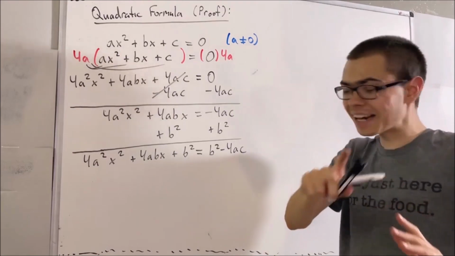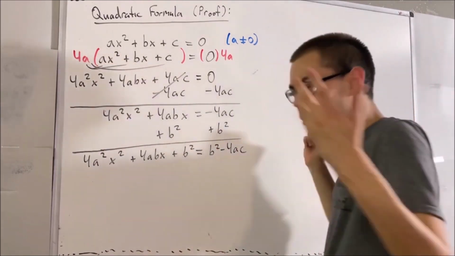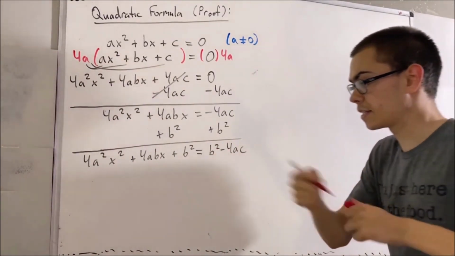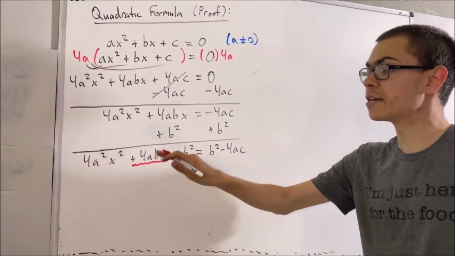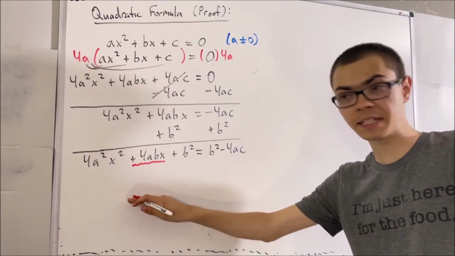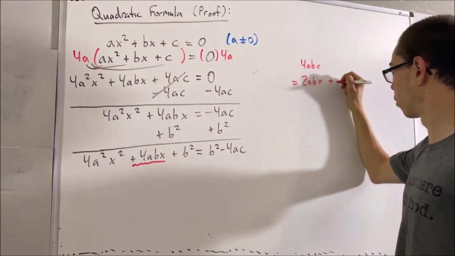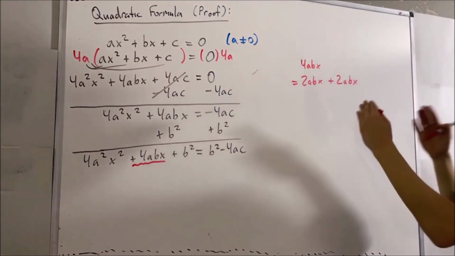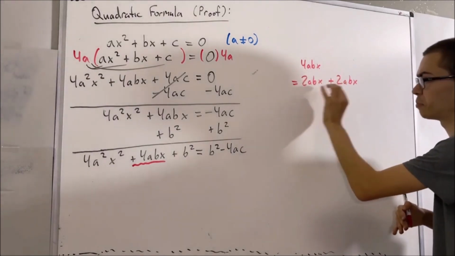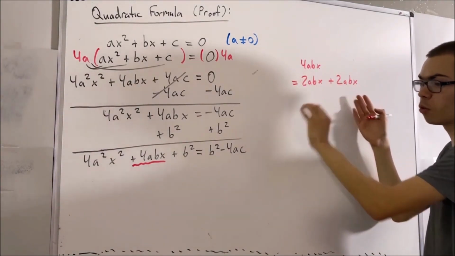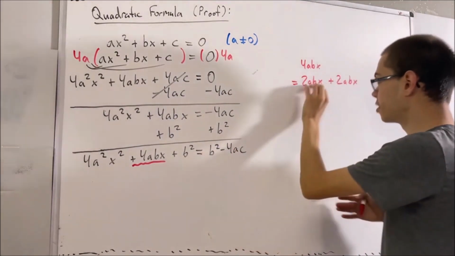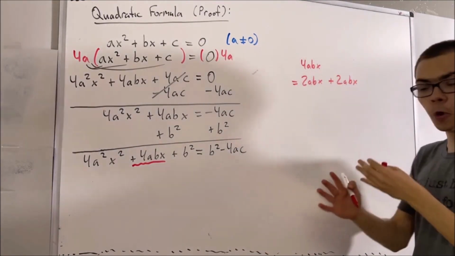Now, for this next step, again, it's like, why in the world are we doing it? But it makes perfect sense. We are allowed to re-express 4abx as 2abx plus 2abx. Right? We know for a fact that this is equal to this plus this. All we're doing here is combining like terms. So if we want to re-express this as 2abx plus 2abx, it's perfectly fine.